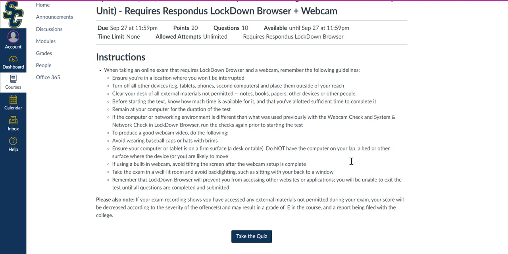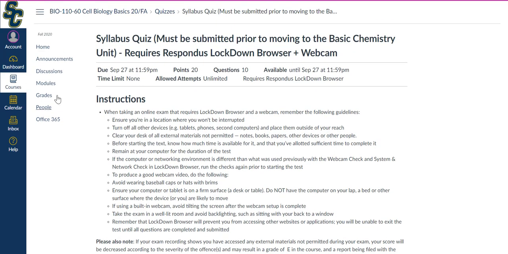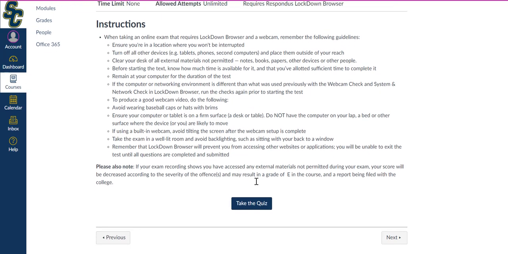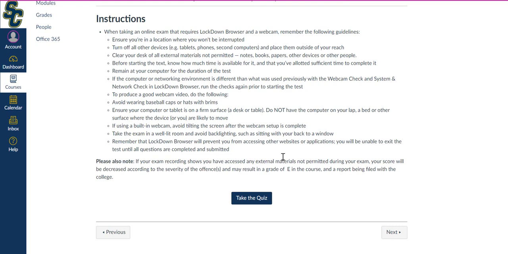What that means, however, is that then you can shut down this browser that you're using and shut down everything else on your computer, and then only open the Lockdown browser. When you open the Lockdown browser, it's a totally separate browser than what you're using, and then what you'll do is you'll navigate to our Canvas course just like this, and then you'll click on this, and then you'll be able to take the quiz.